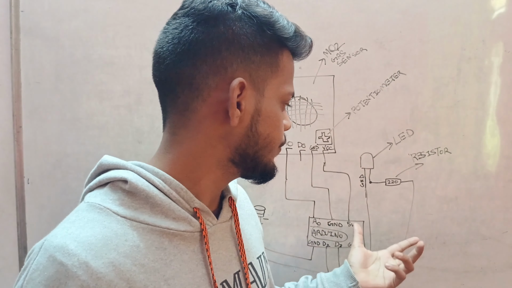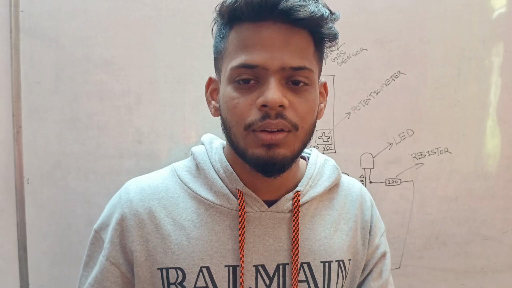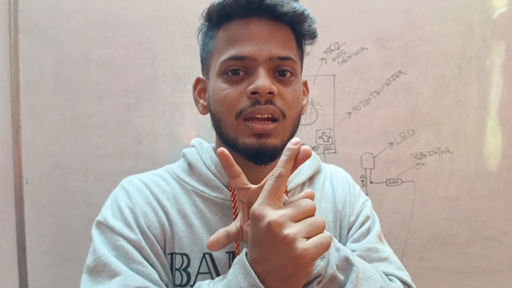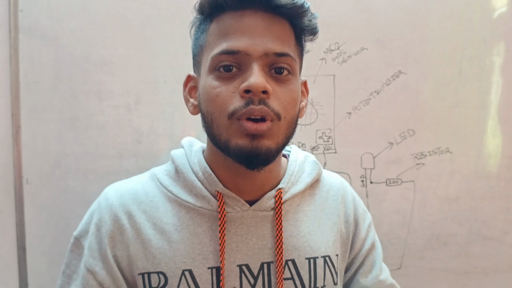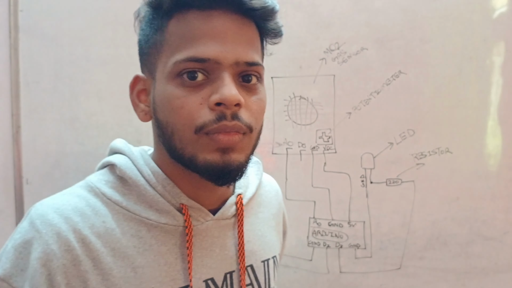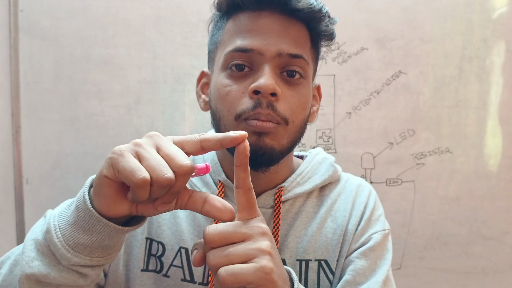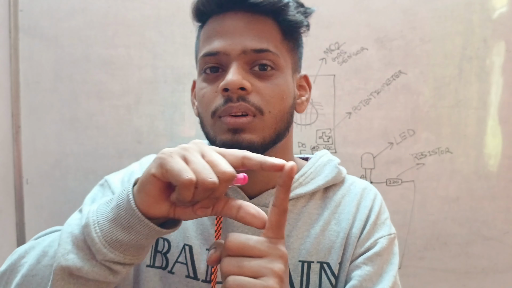In an LED, we have two ends. One is positive, one is negative. The negative will go to ground, the positive will go to the resistor, and the resistor will go to D2 or D3. Again with the buzzer. In the buzzer, we have one big or long end. I will show you.